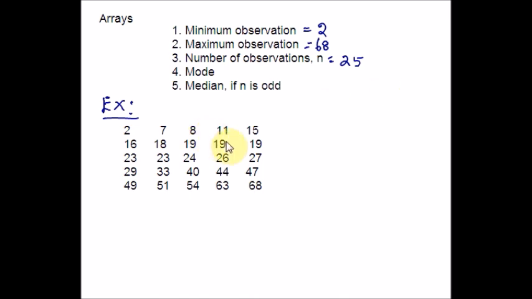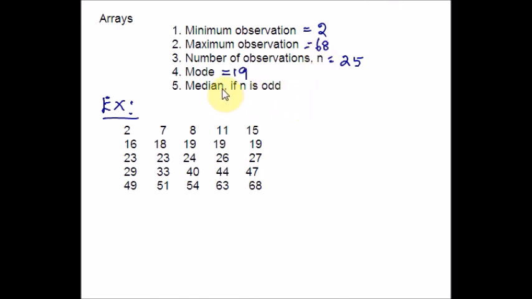So in this example, we can see the numbers are not that much repeated, but you can see 19 is repeated. So 1, 2, 3 times, and no other number is repeated this frequently. So the mode for this example would be 19. Does this make sense to you?